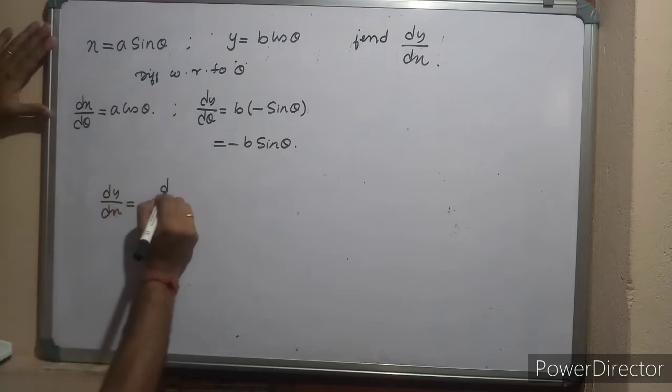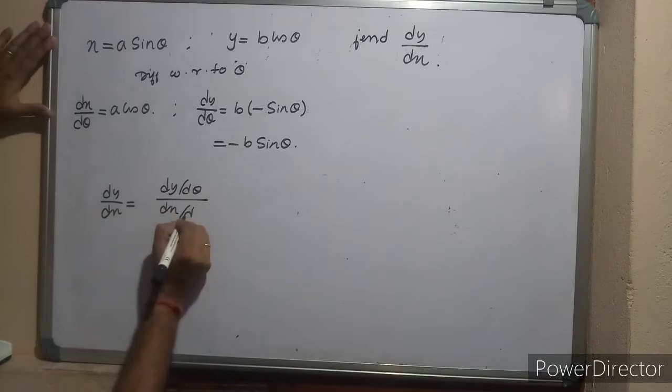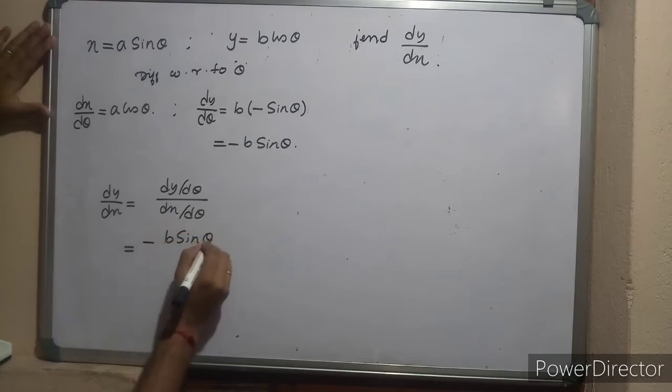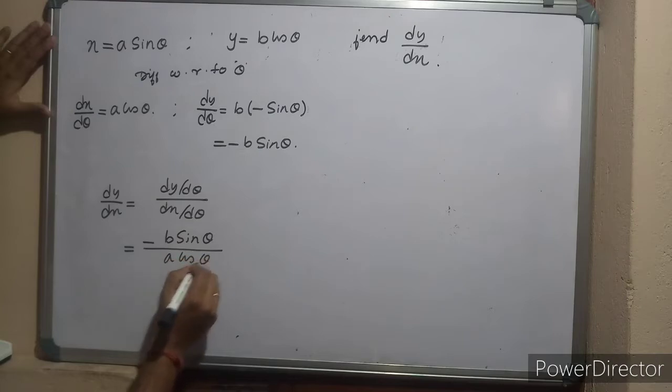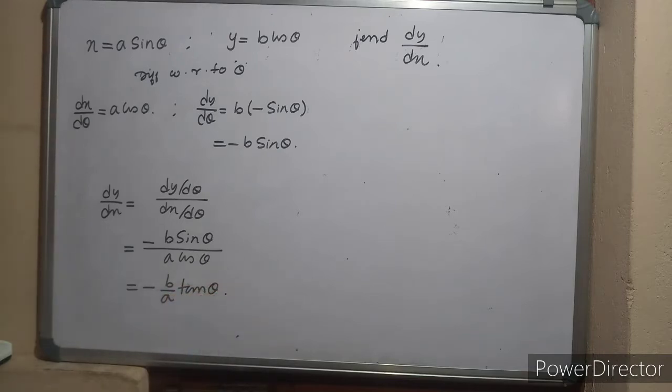Now next we'll calculate dy over dx. dy over dx is given by dy by d theta divided by dx by d theta. Now substitute the value of dy by d theta, which is minus b sin theta, and dx over d theta is a cos theta. Now it is minus b upon a, sin upon cos, which we can write as tan theta.